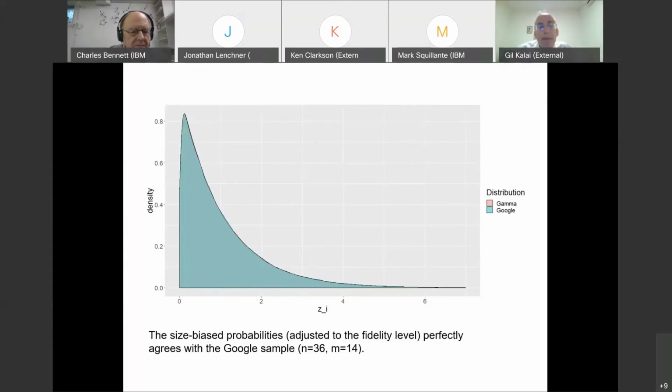The distribution coming from the Google sample, which is here in green, perfectly agrees with the gamma distribution, which is what the theory tells you, which is here in pink, and they match very nicely.